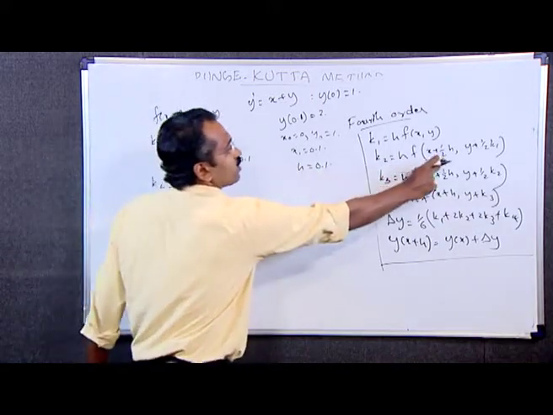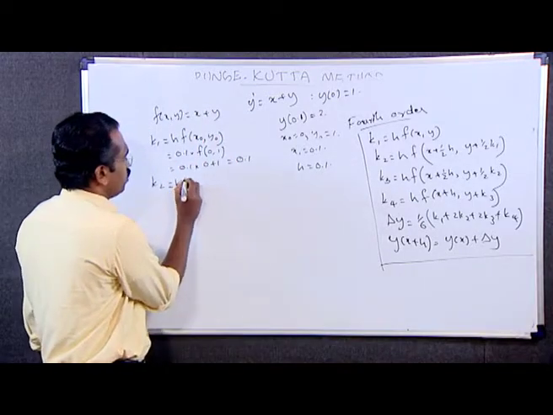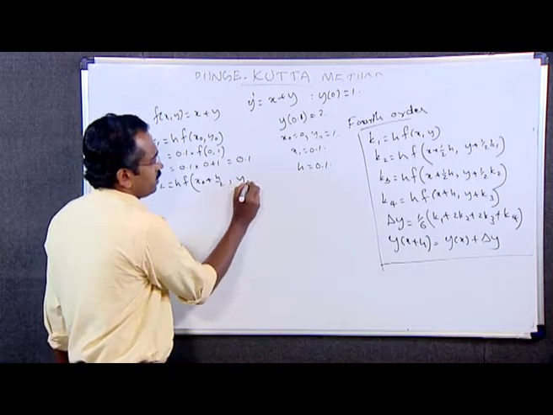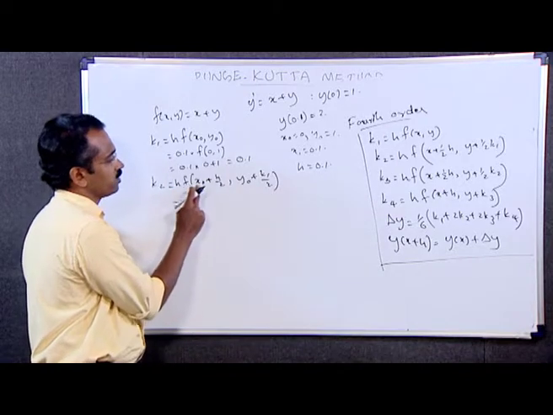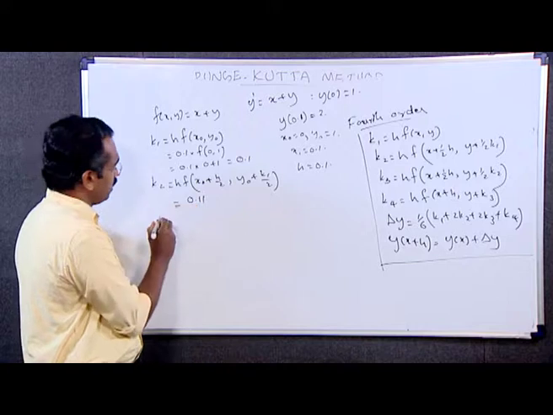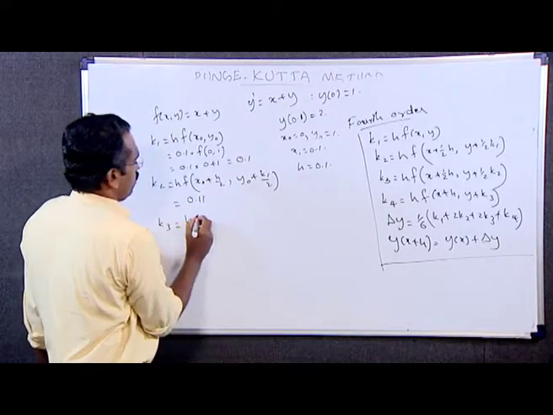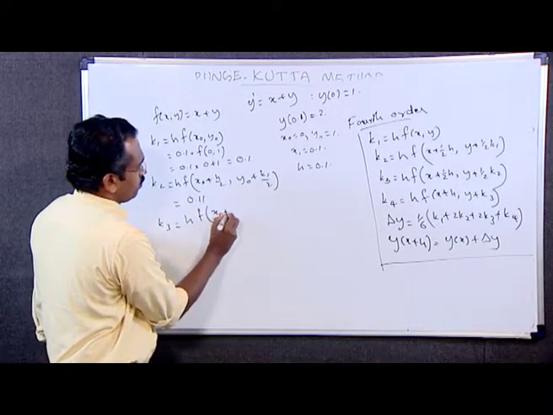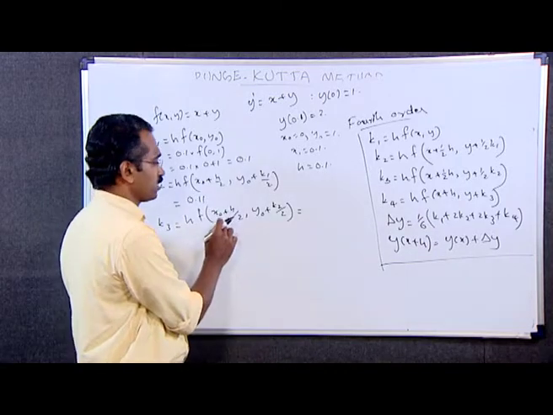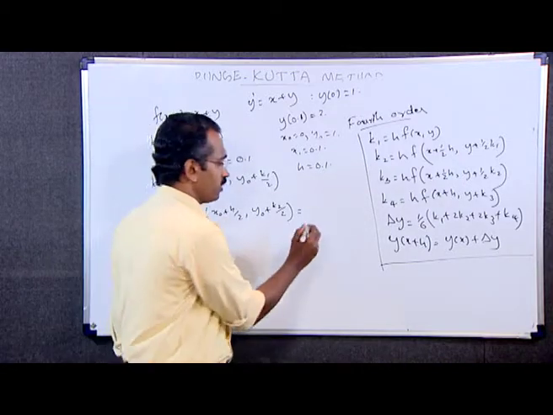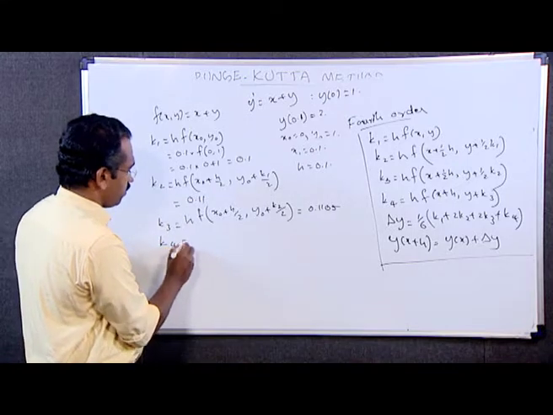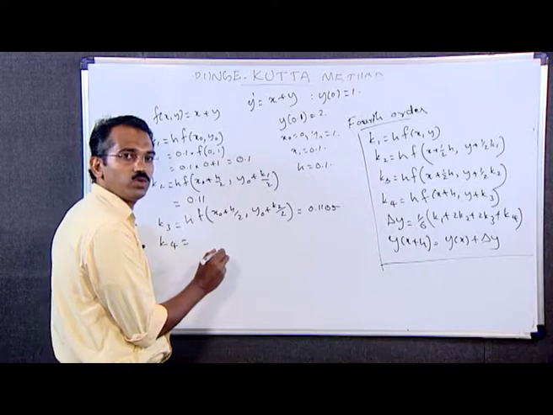k2 equal to h into f of x plus 1 by 2 h comma y plus 1 by 2 k1, that is h into f of x naught plus h by 2 comma y naught plus k1 by 2. On substituting the values of h, x naught, y naught and k1, we get 0.11. k3 is equal to h into f of x naught plus h by 2 comma y naught plus k2 by 2. After substituting the values and simplification we get k3 as 0.1105. Similarly, k4 can be obtained as 0.12105.